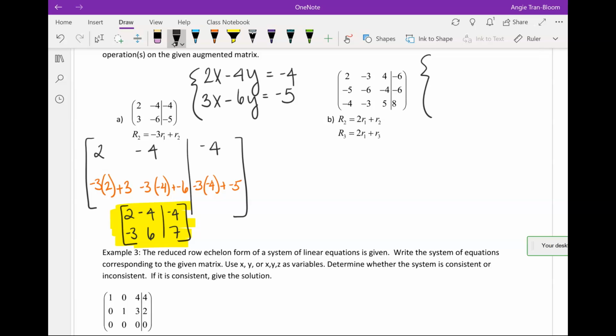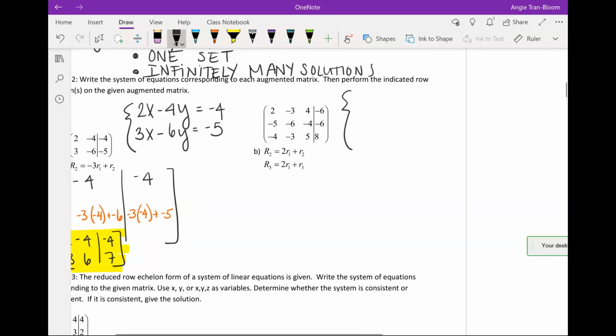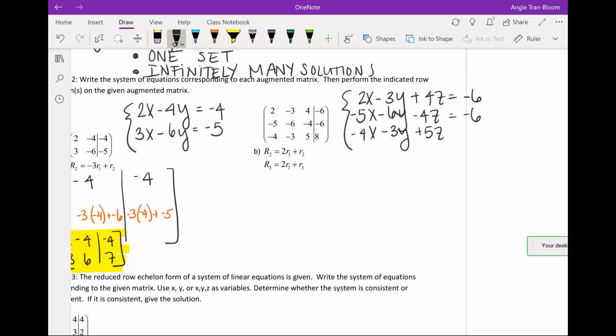All right. So B. X, Y, and Z. How many X's on row 1? 2X. What else? Negative 3Y plus 4Z equals negative 6. Yep. Next would be negative 5X minus 6Y minus 4Z equals negative 6. Last one would be negative 4X minus 3Y plus 5Z equals 8. Okay, so that's your system.